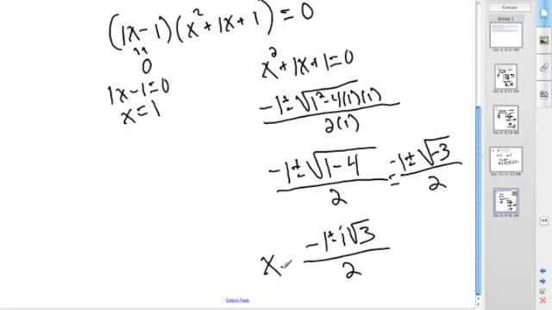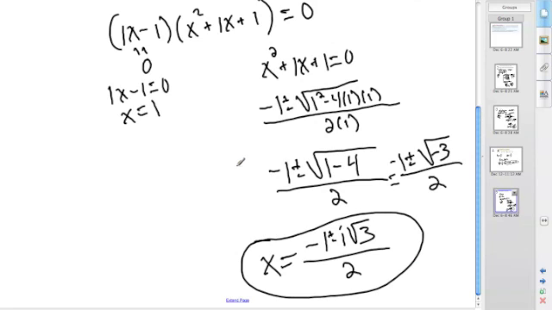So x equals negative 1 plus or minus i square root 3 over 2, and x equals 1. Those are our solutions.